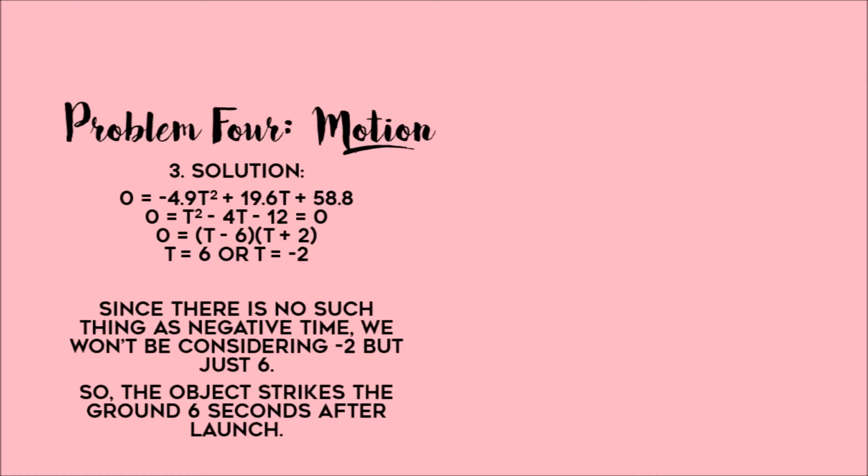Once changed to sign, because we equate it to 0, it is going to be t is equal to 6 or t is equal to negative 2. Since there is no such thing as negative time, we won't be considering negative 2 but just 6. So the object strikes the ground 6 seconds after the launch.